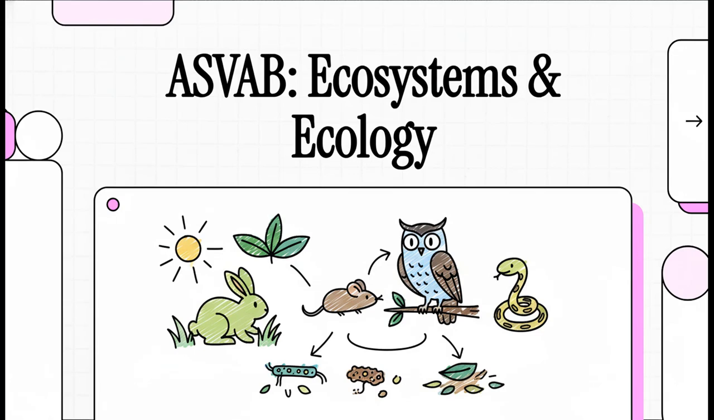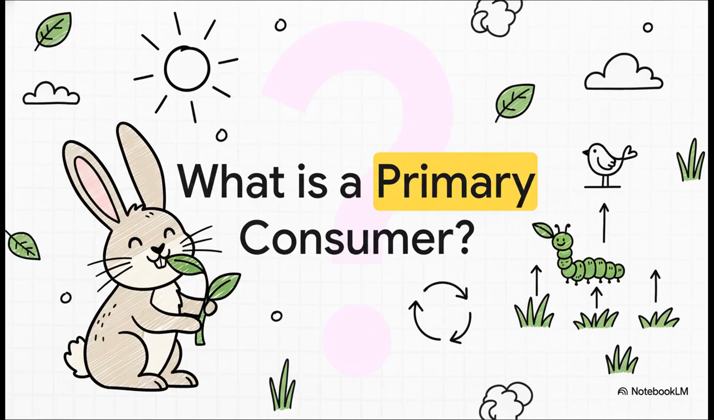Hey, if you're getting ready for the ASVAB, you know that the general science section can be a real grab bag. So today, we're going to tackle one of its trickiest topics, ecosystems and ecology. And trust me, by the end of this, you're going to have all the tools you need to absolutely ace these questions. So let's just dive right in with a question that could be ripped straight from the test.